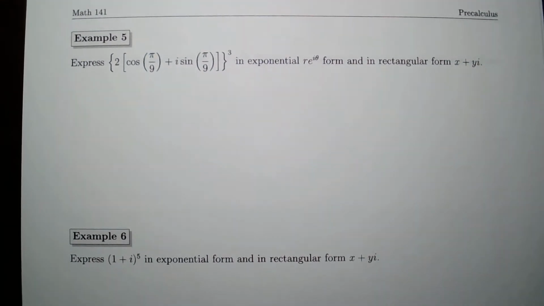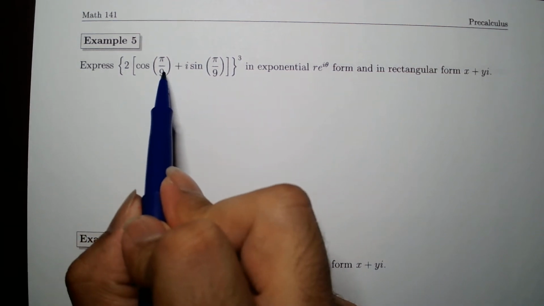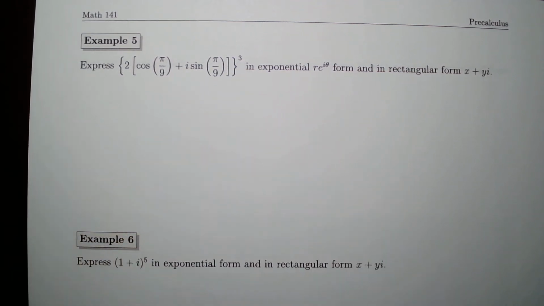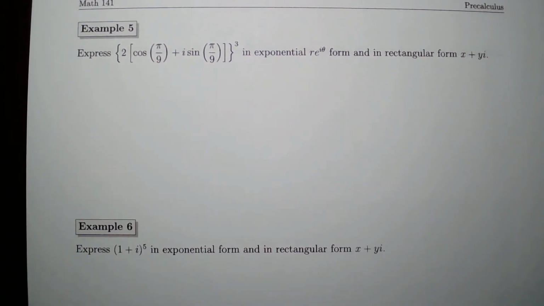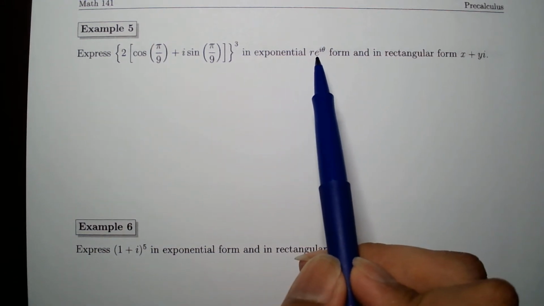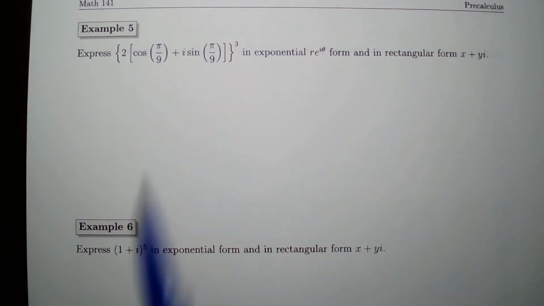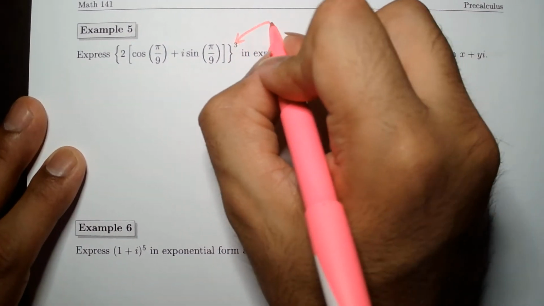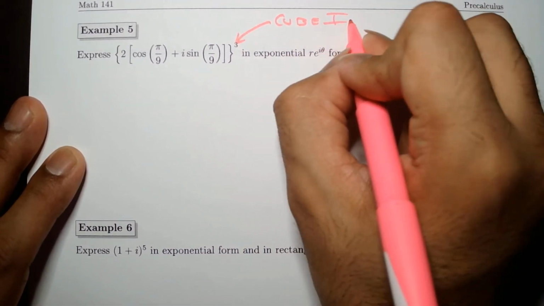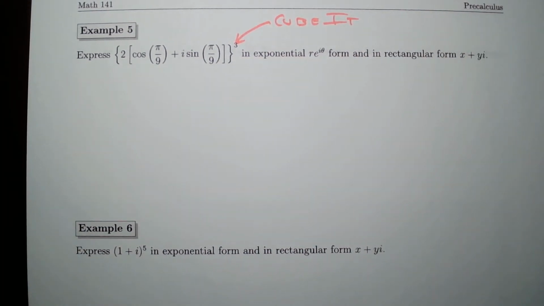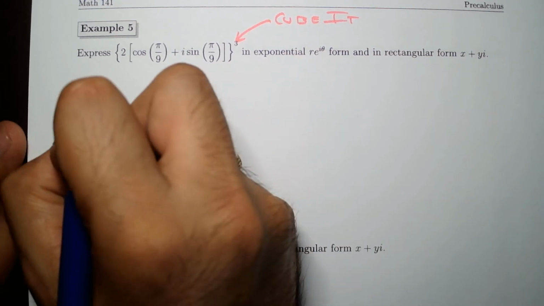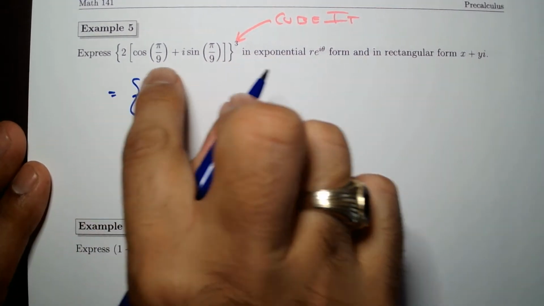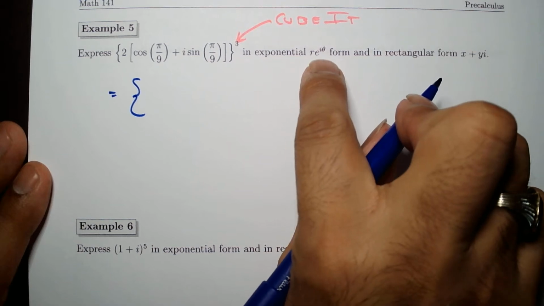Express the quantity 2 times cosine pi over 9 plus i sine pi over 9, the whole thing cubed. In this case, we are given a really nice complex number already in polar form. They're actually asking us to cube it. So how are we going to cube this number? Well, essentially, the quantity that lies inside of the braces, let's write it in the r e to the i theta form.